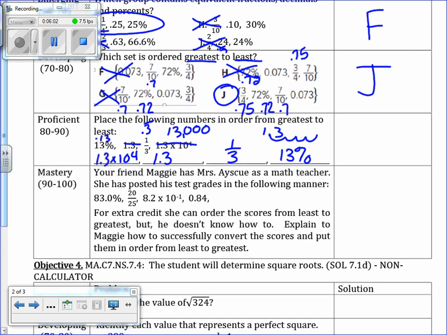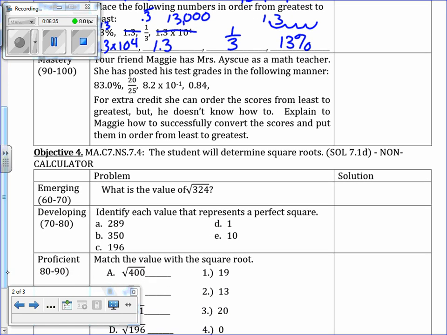Let me read it for you. Your friend Maggie has Mrs. Askew as a math teacher. She has posted her test grades in the following manner: 83%, 20 over 25, 8.2 times 10 to the negative first, and 0.84. For extra credit, she can order the scores from least to greatest, but he doesn't know how to. I didn't know Maggie was a he. Explain to Maggie how to successfully convert the scores and put them in order from least to greatest. Okay, so work on that one. We'll talk about that in class.